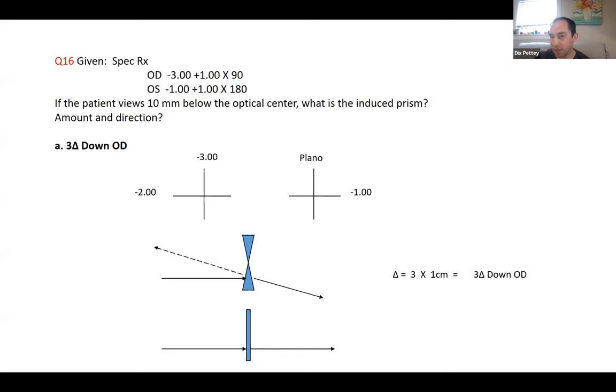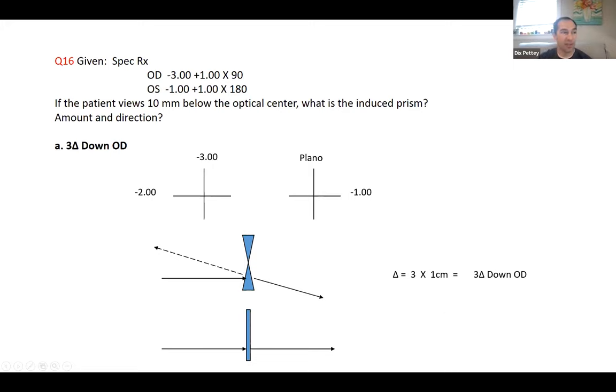All the ones that I've shown here have been vertical and looking down, but they could technically ask any direction and amount. I would hope that they would do 10 millimeters or 1 centimeter or 2 centimeters, something to keep it simple for you. But they could do half a centimeter or something, and you just have to plug that into your equation here. Yeah, great question on that though. If they were looking up, it would end up being base up prism. Any other questions on this?